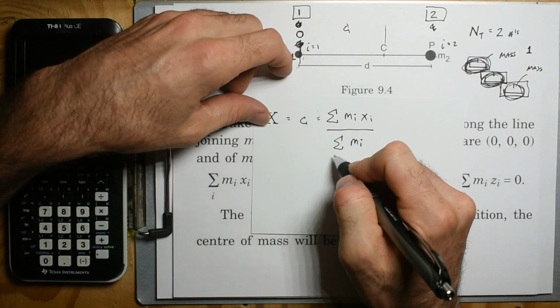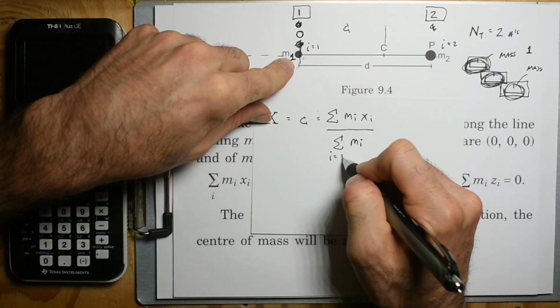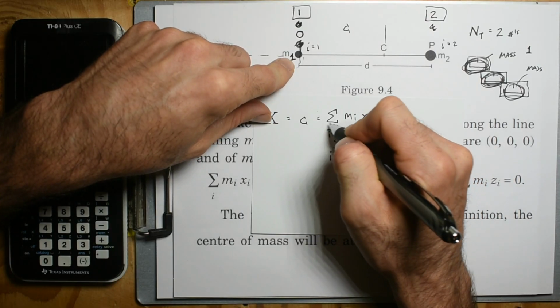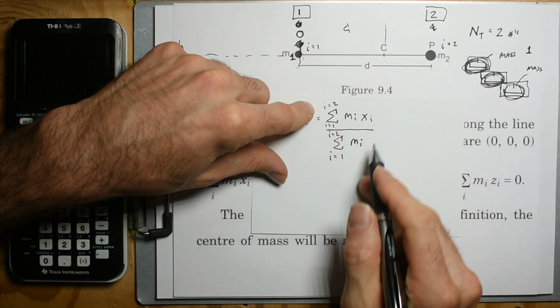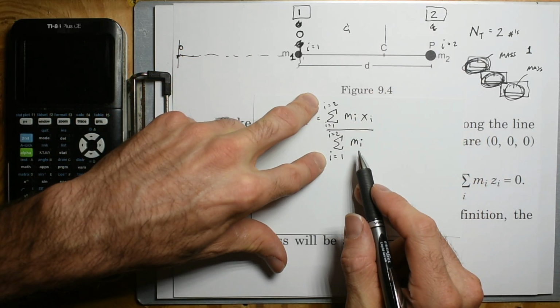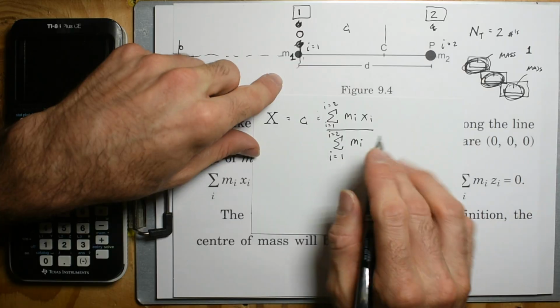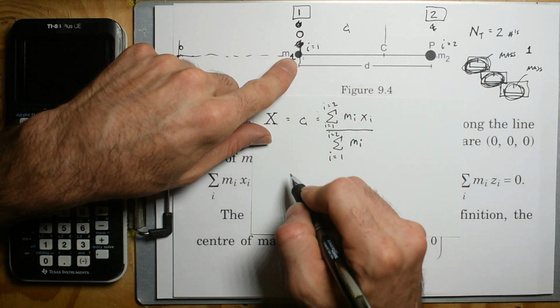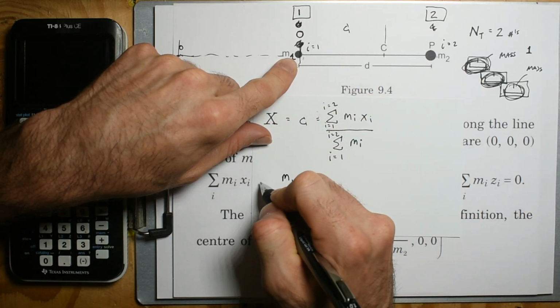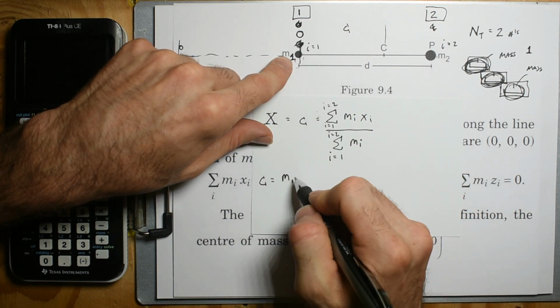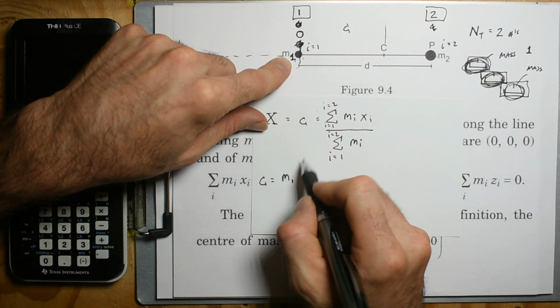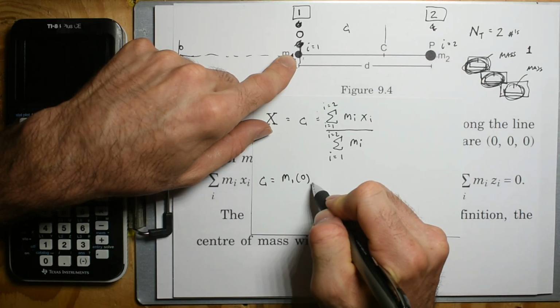For our system, we have i equal to 1 to i equal to 2. Even just writing i twice here is a good way to go. So we have this mass is going to be m1. Let's get our equation. This first mass is just going to be the mass of that particle, m1. The distance is going to be 0.